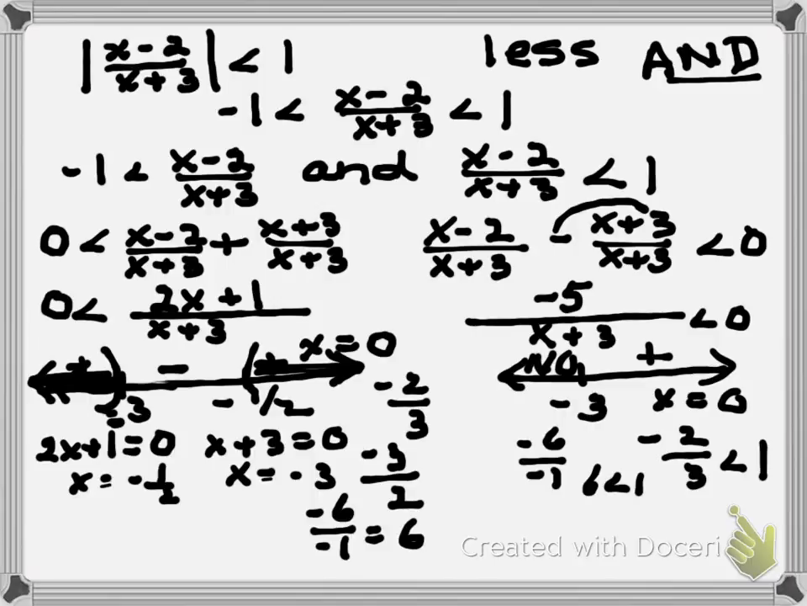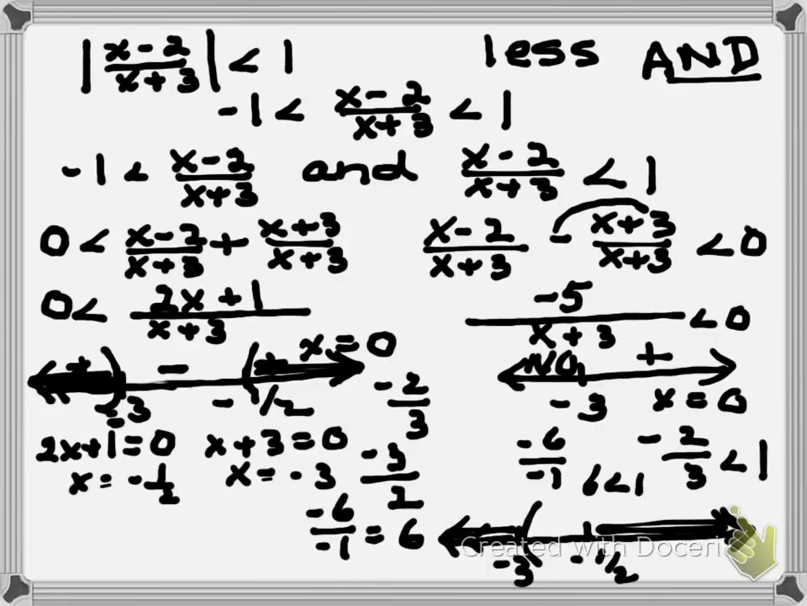So what does work in this problem? Putting these two together because it's conjunctive. So from negative 3 on down is this region. From negative 1/2 on up is this region. And from negative 3 on up is this region.